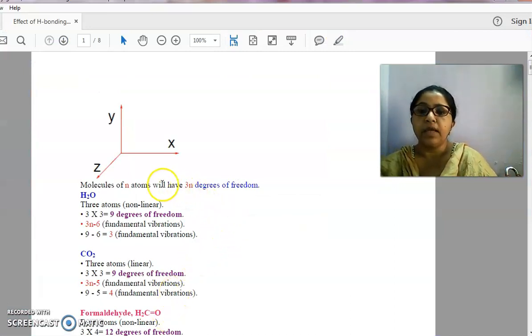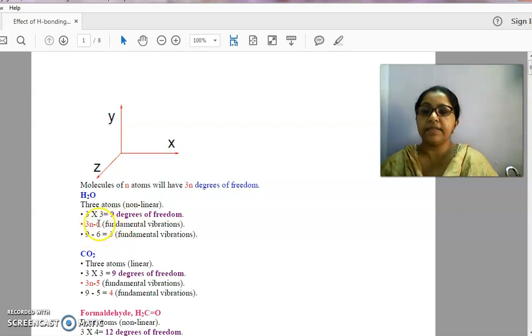As we know, an atom has 3 degrees of freedom. So a molecule having n number of atoms will have thrice n degrees of freedom. Therefore, what we have already seen in the last class is the number of fundamental vibrations in a molecule. Based on the number of atoms present in the molecule and the shape, whether it is linear or non-linear, we have the number of fundamental vibrations.